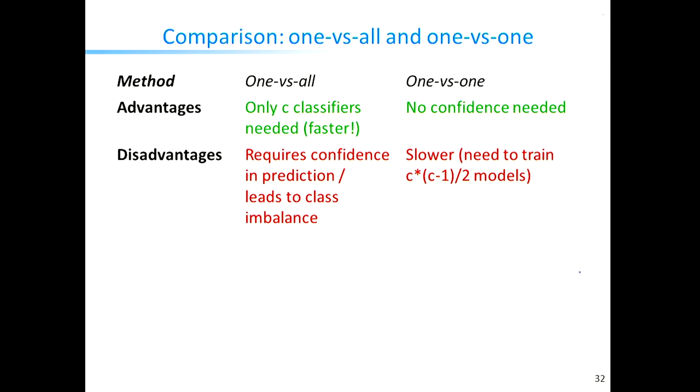On the other hand, one versus all needs this form of confidence in the prediction, and can lead to class imbalance, whereas the other one wouldn't. Of course, if you have quadratically many models, that's too slow to train, but you don't really need this confidence score. Okay, so these are two flavors of reductions.